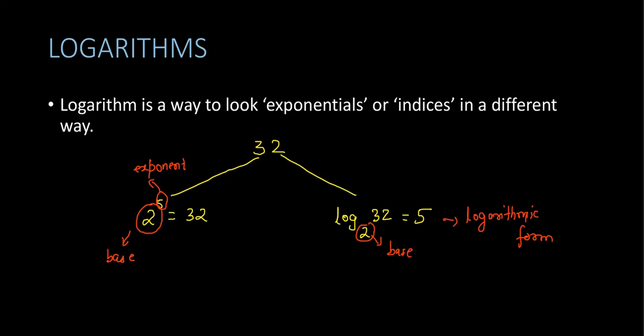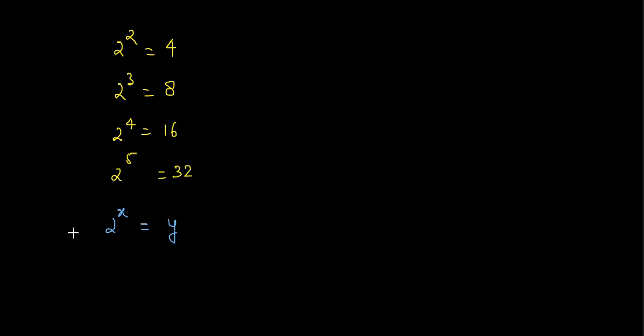So let us understand this. Suppose I write 2 raised to power 2, we know this is 4, 2 raised to power 3 is 8, 2 raised to power 4 is 16, and 2 raised to power 5 is 32. So what you are doing here is writing this as 2 raised to power x is equal to some value output y. So this is called exponential function. I'm not introducing the exponential function right now. This we will do later on.